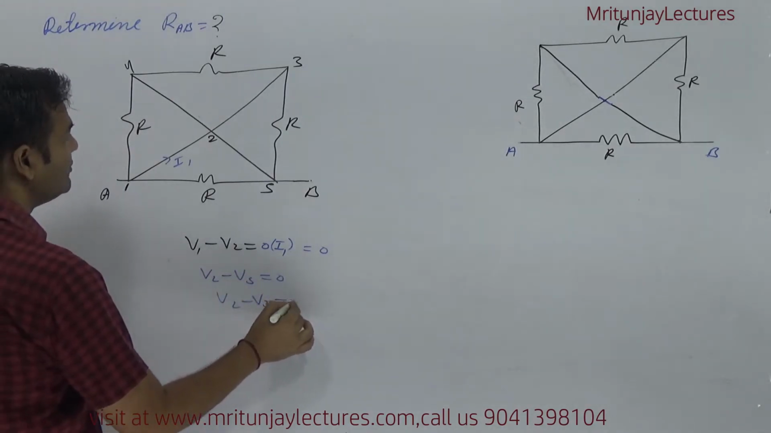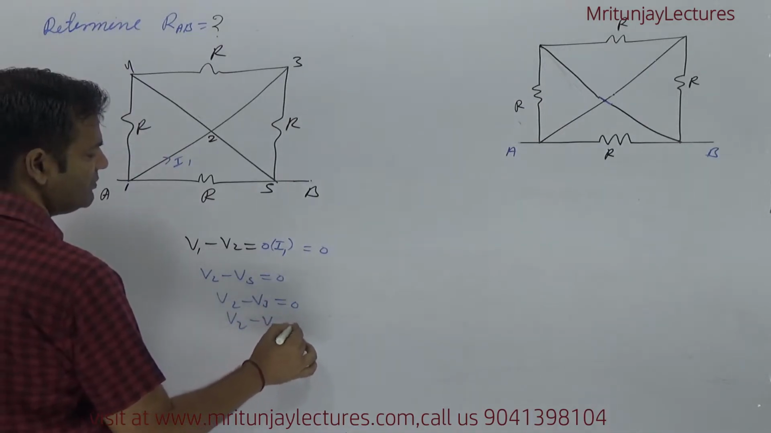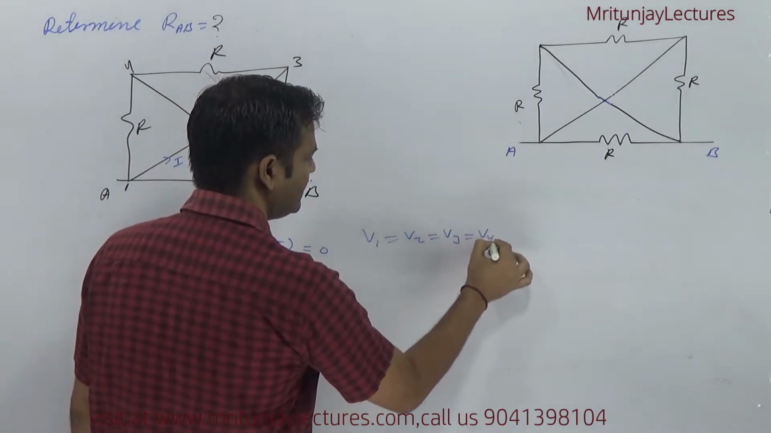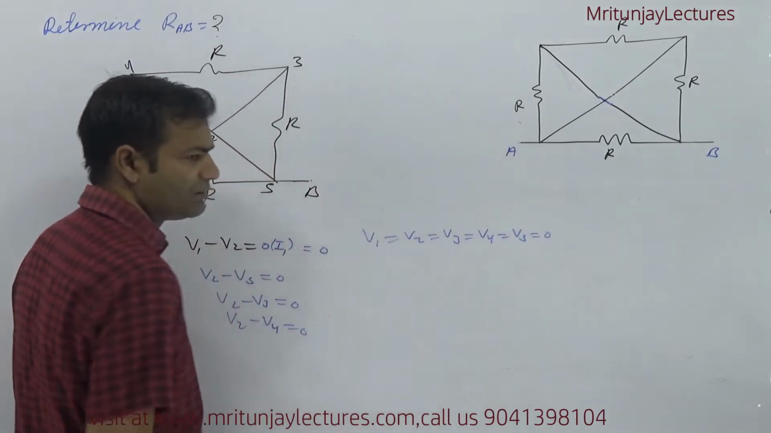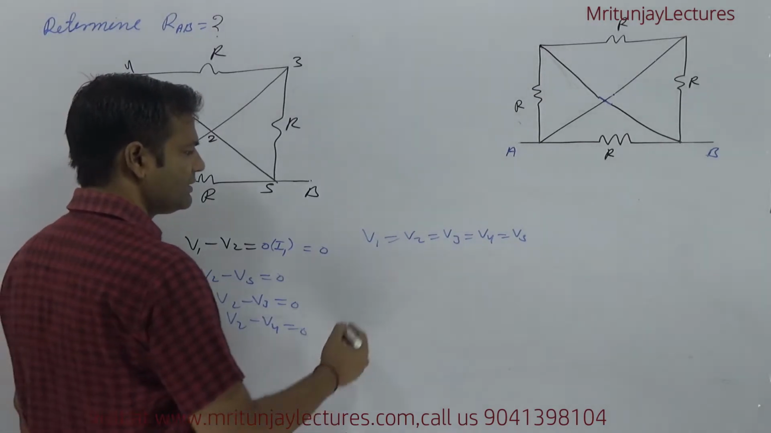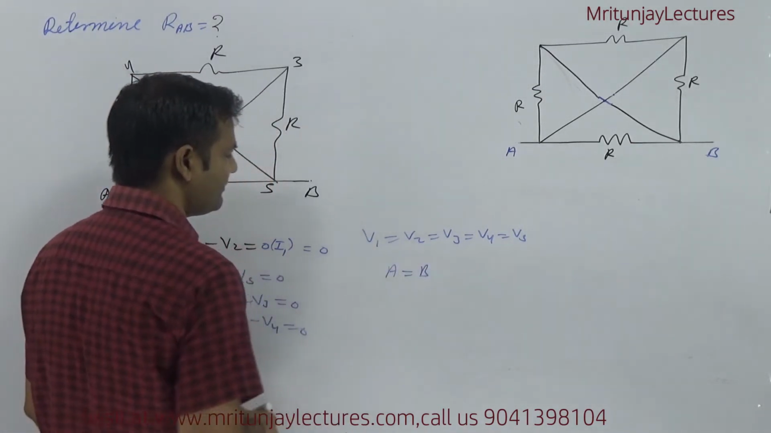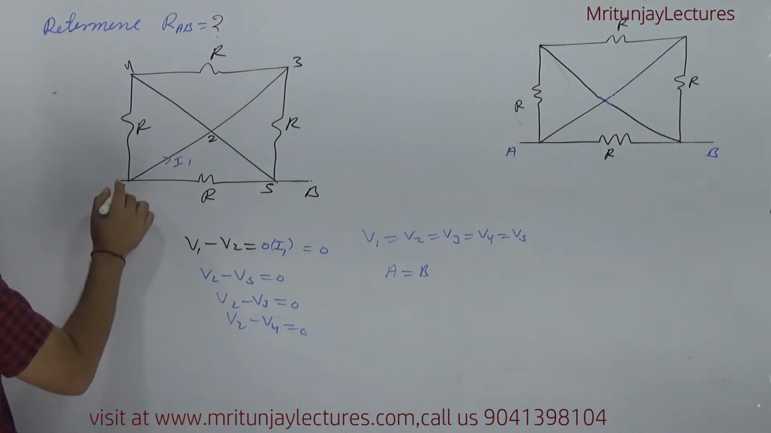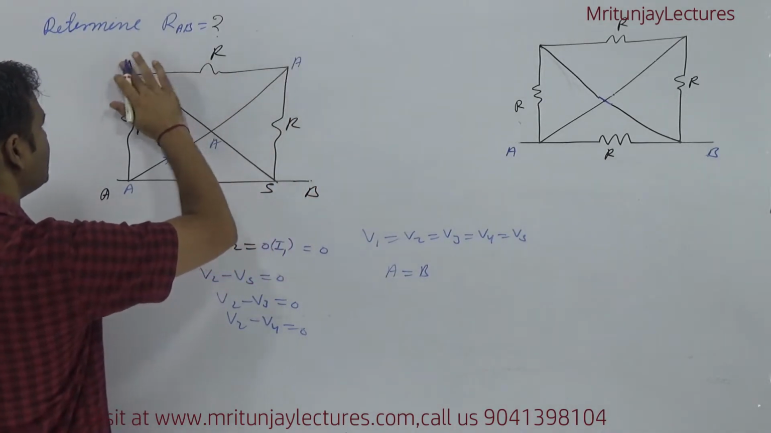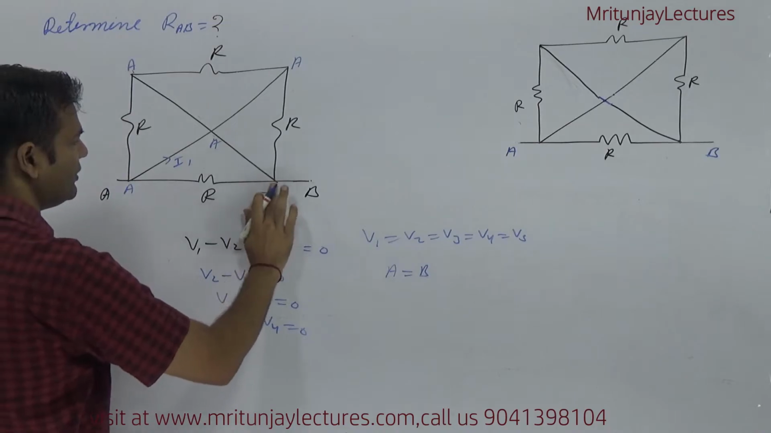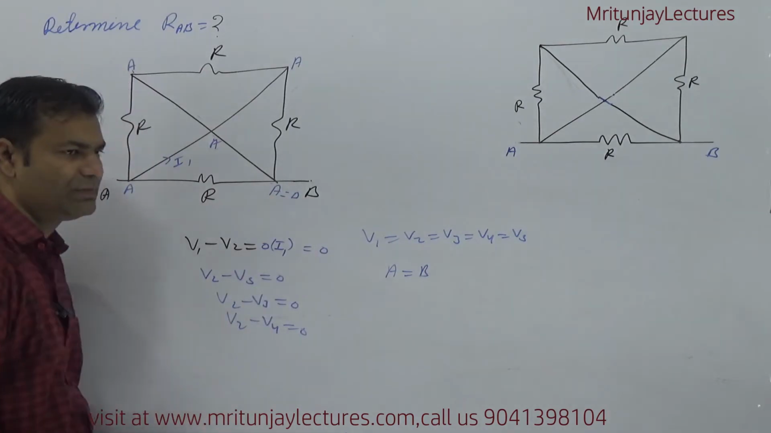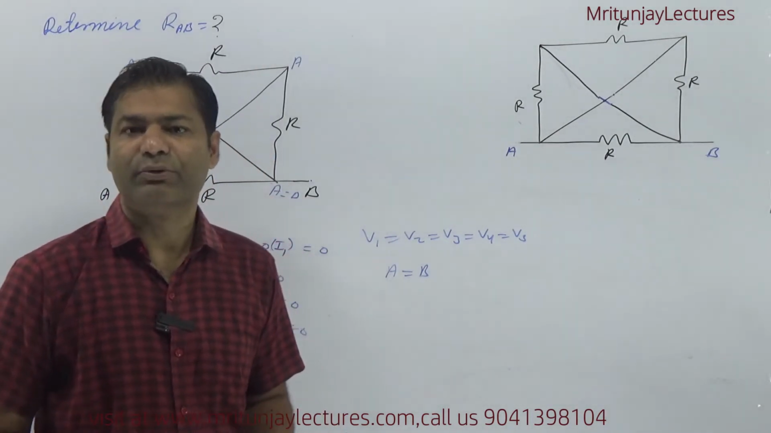Similarly, V2 minus V5, this is 0. V2 minus V3 is 0. V2 minus V4 is equal to 0. It means V1, V2, V3, V4, V5 represent the same potential. You can say that point A is equal to point B. You can also mention that is A point, that is A point, that is A point, and that is A point. And A is also B, so you can say that A and B both represent the same potential.